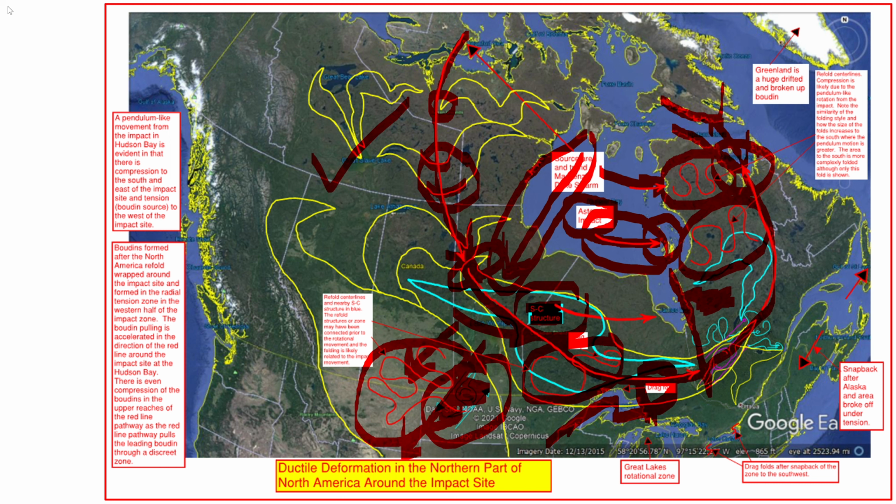So below all this pendulum motion, there's a Great Lakes rotational signature in here that I labeled, and there's a drag folding after the snapback of this subdivision. This eastern coast of North America subdivision was snapped off over here. It was where the Alaska area was connected, and it snapped off, and there was some skin friction resulting in some drag folding in this area, like by Niagara Falls and all.